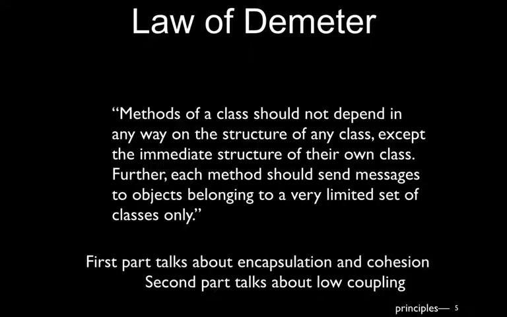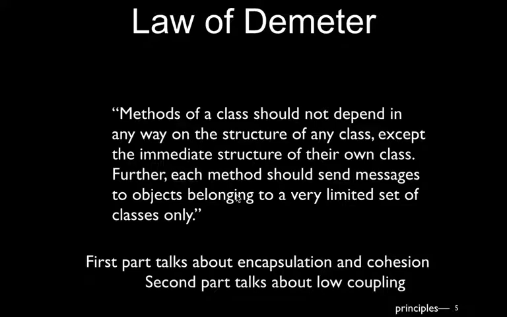The law of Demeter says methods of a class should not depend in any way on the structure of any class, and I'm going to add the word internal structure. So methods of a class should not depend in any way on the internal structure of any class, except the immediate structure of their own class. In other words, when you write code, do not make your code depend on the internals of the classes you depend on. Your boundary stops at the classes you depend on, not what's behind those encapsulation boundaries.